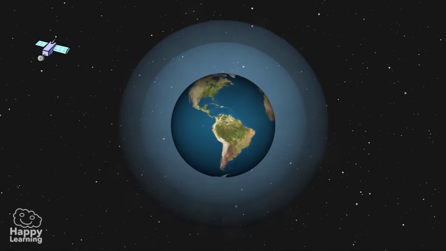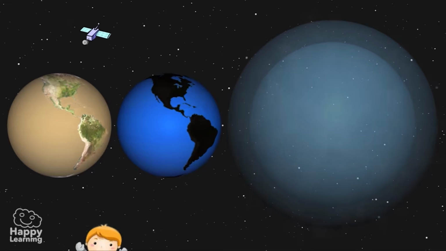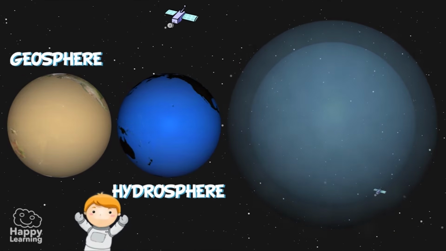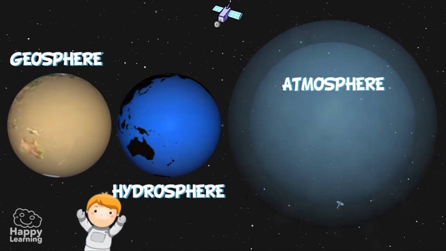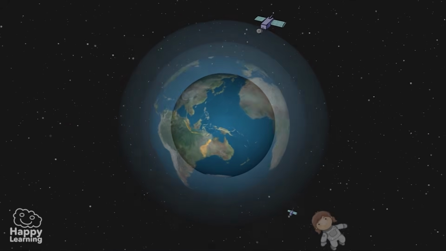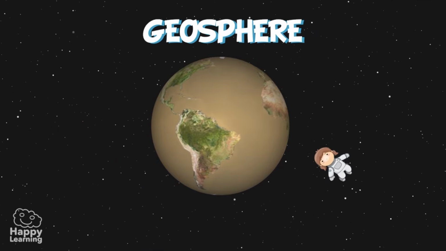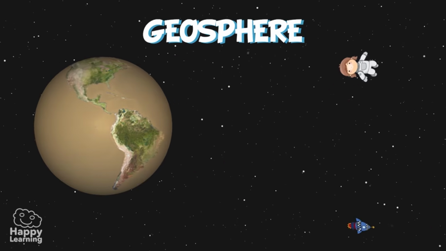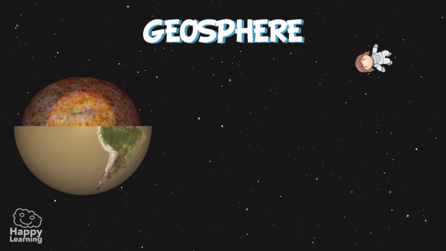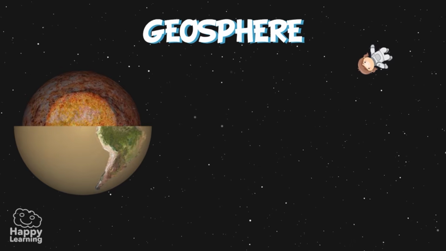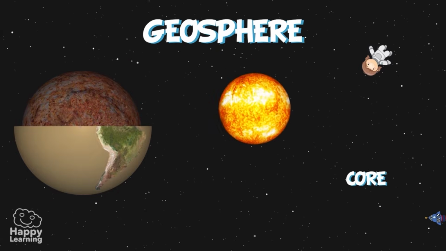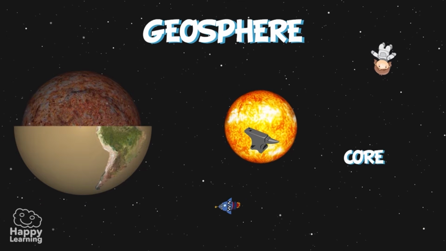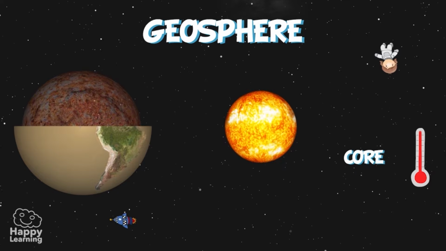Our Earth is divided into 3 different spheres: the geosphere, the hydrosphere, and the atmosphere. The geosphere is the most solid part of the Earth and is divided into 3 separate layers: the core, the mantle, and the crust. The core is the Earth's center. It is made up of metals and its temperatures are extremely high.